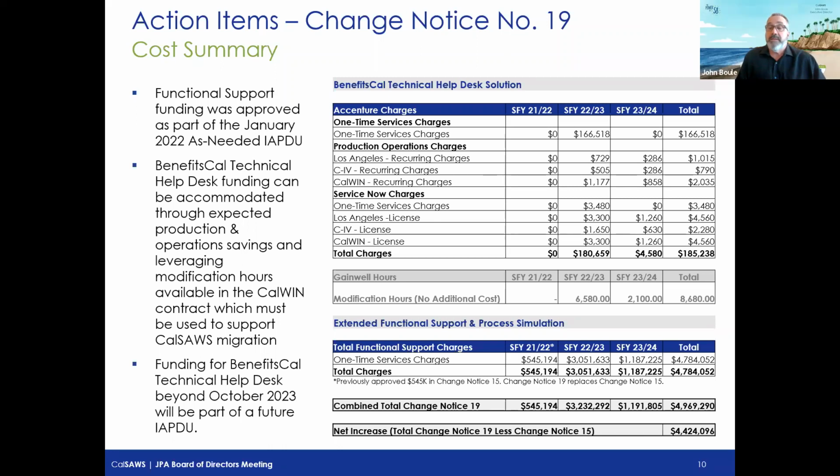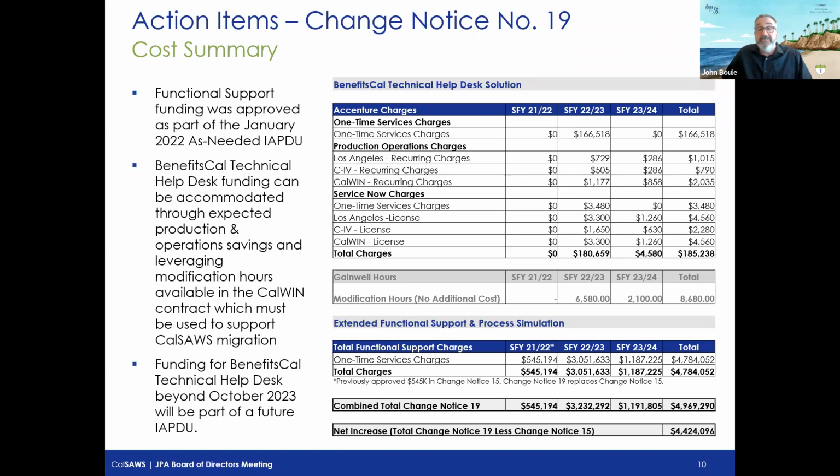I'll start and then I'll ask Arnold to come in. So the first part of it is, as we looked at doing a really important step called process simulation, that was not included in the scope of work that we had. And process simulation is a step in the process where Deloitte has worked with the counties to do their as-is and to-be business processes. Those business processes are documented, and there's been some vetting of them, but we need to test those to ensure that they work in CalSAWS.